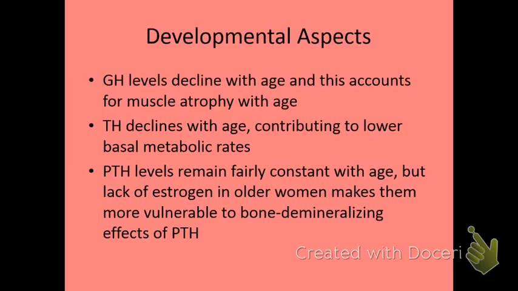Thyroxine decreases with age, which lowers your metabolism. PTH drops, or increases the bone deposition into the circulatory system, and we get bone demineralization and osteoporosis effects.